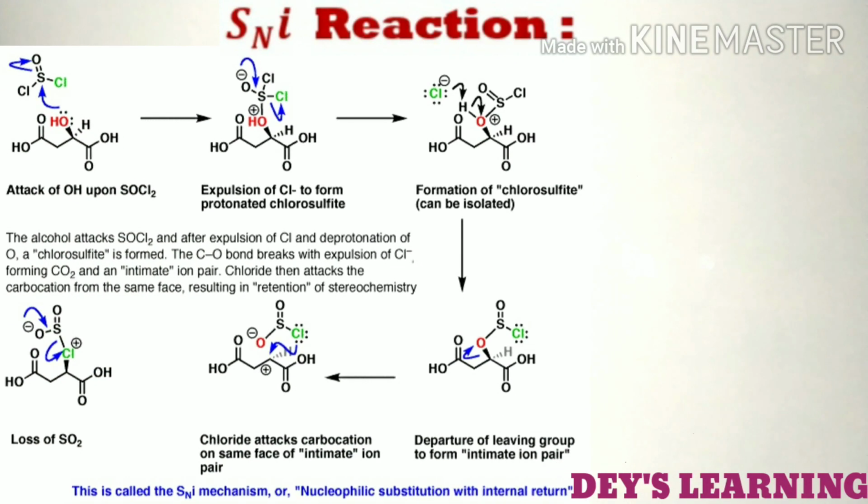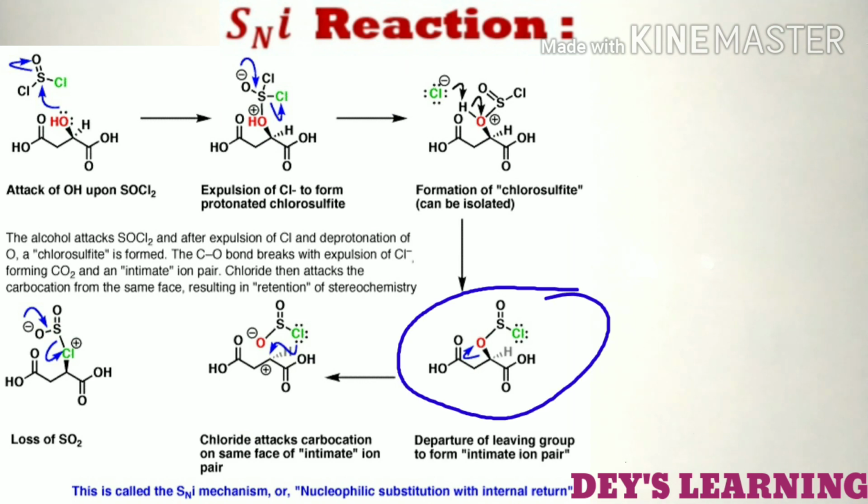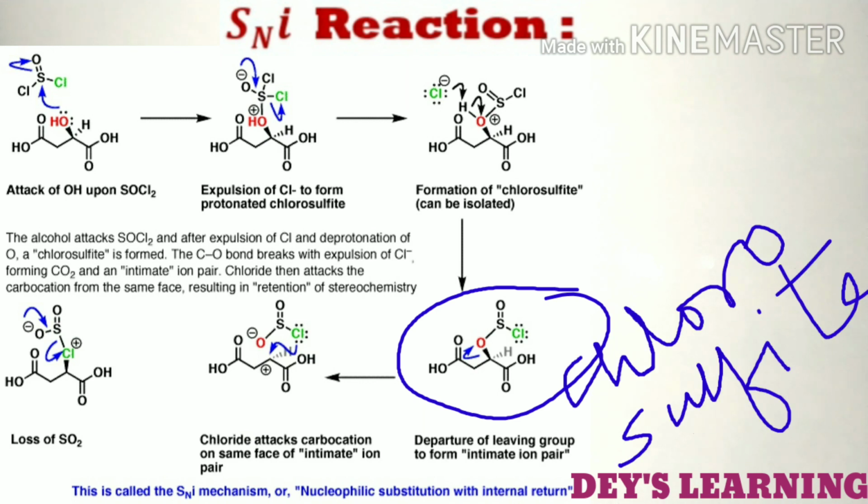In the first step, the lone pair of the alcoholic oxygen attacks the sulfur atom, and this sulfur-oxygen pi bond is cleaved. In the next step, the lone pair of oxygen comes back and Cl minus is expelled. So we get this intermediate, and by deprotonation of this oxygen by Cl minus ion, we get the chlorosulfite compound, that is this one.